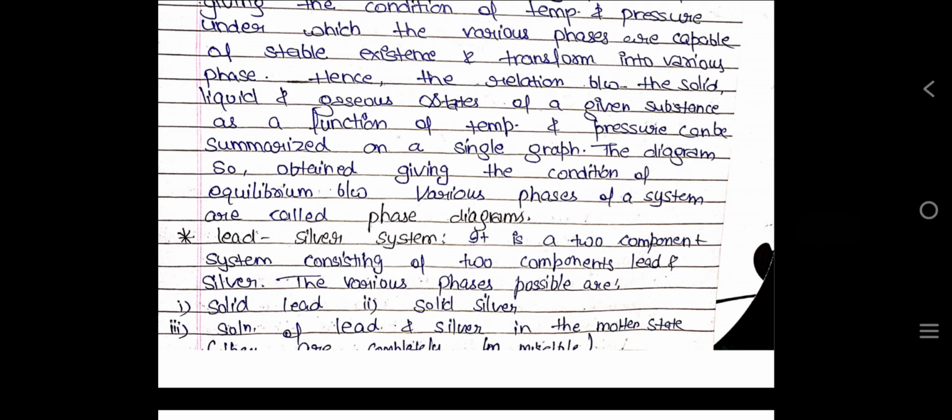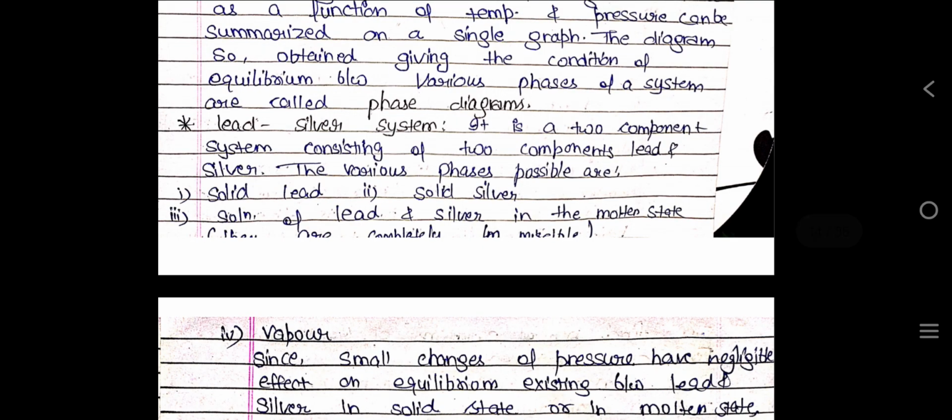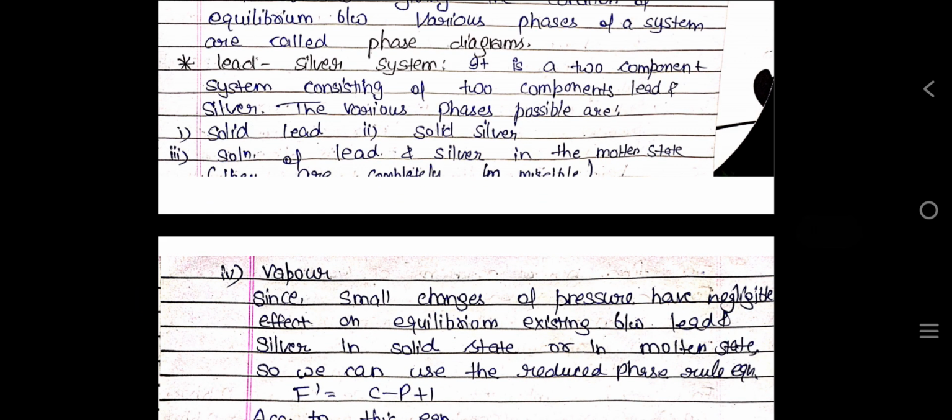Degree of freedom F is equal to the total number of independent variables S minus the total number of independent equations R. F is equal to P(C minus 1) plus 2 minus C(P minus 1). F is equal to minus P plus C plus 2, which is equal to C minus P plus 2, which is called Gibbs phase rule.